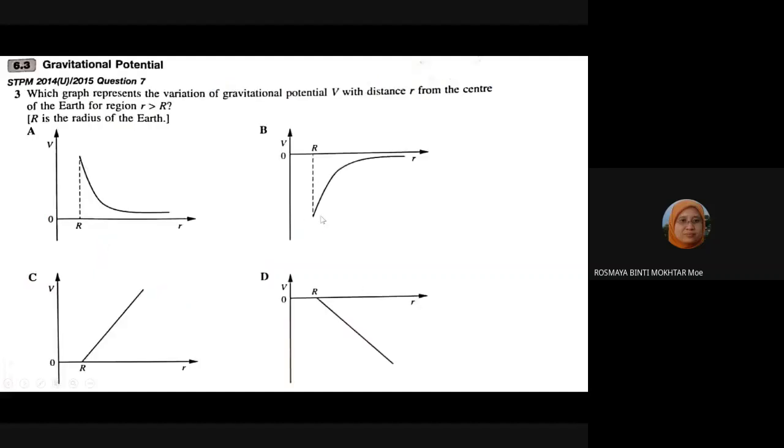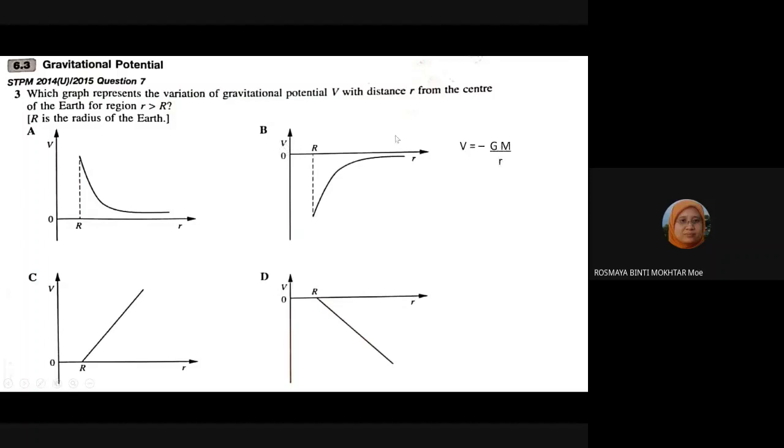Okay, number 3. Which graph represents the variation of gravitational potential V with distance R from the center of the Earth for region R bigger than the radius of the Earth? So V against R, gravitational potential against R. V is for gravitational potential, and U is gravitational potential energy. So you must know how to distinguish between V and U.